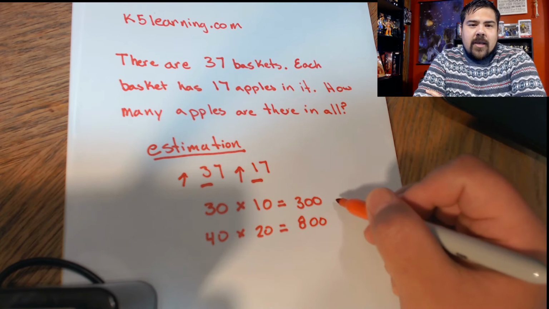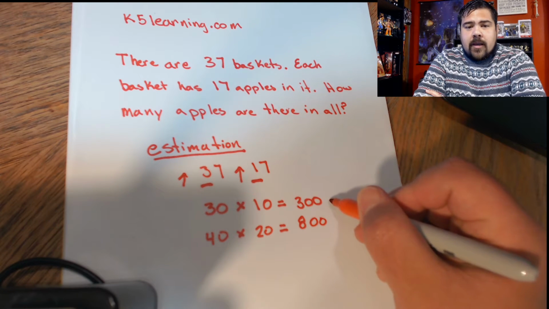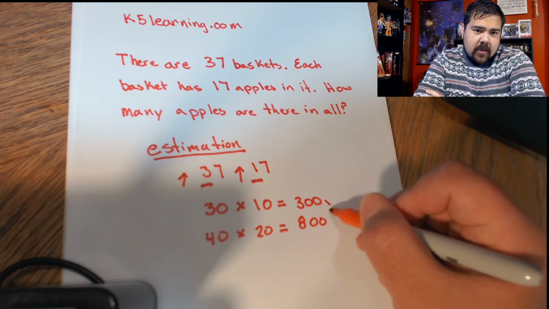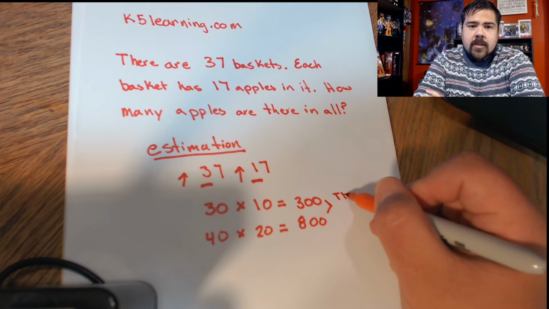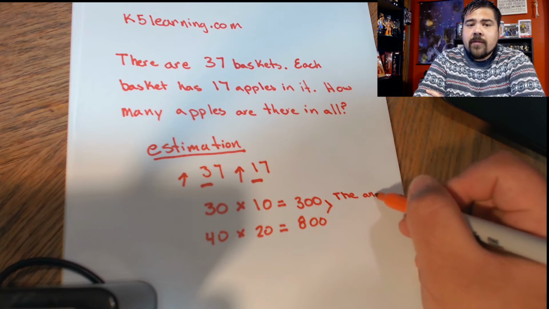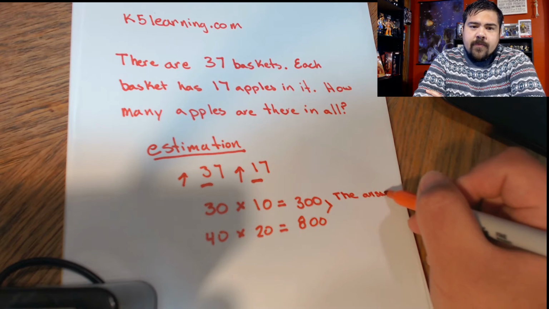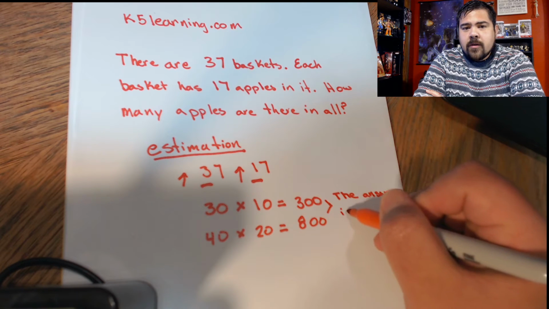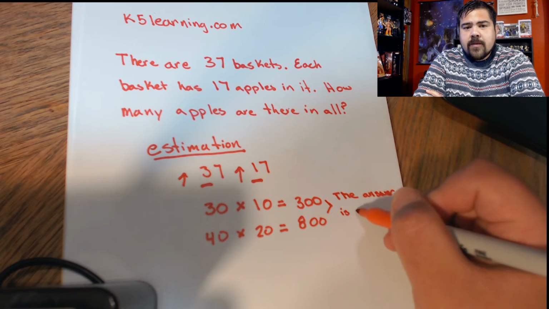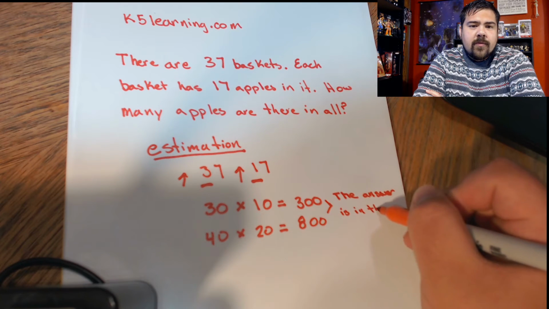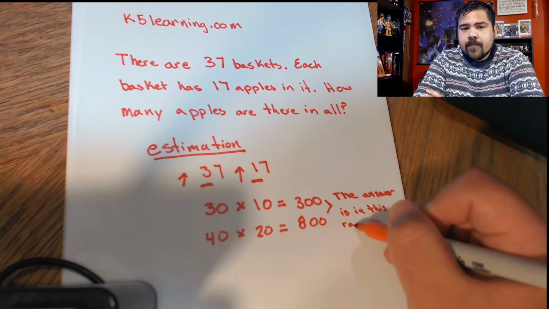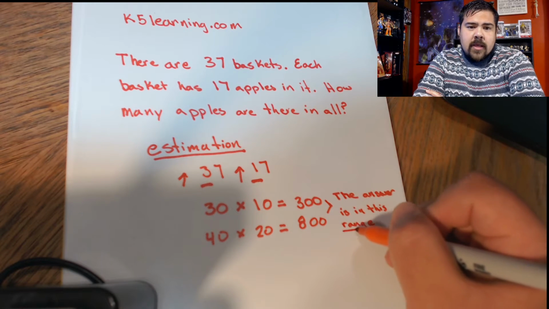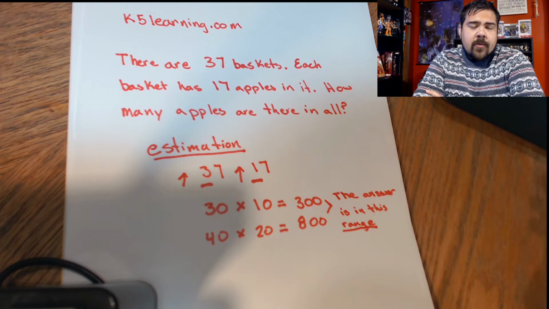So now we have these two numbers, 300 and 800. And so this gives us a clue about our multiplication problem that we're going to set up later, which is 37 times 17. Our number should fall within this range. So if our number doesn't fall within this range somewhere in the middle of it, then we know that we made a critical error somewhere.